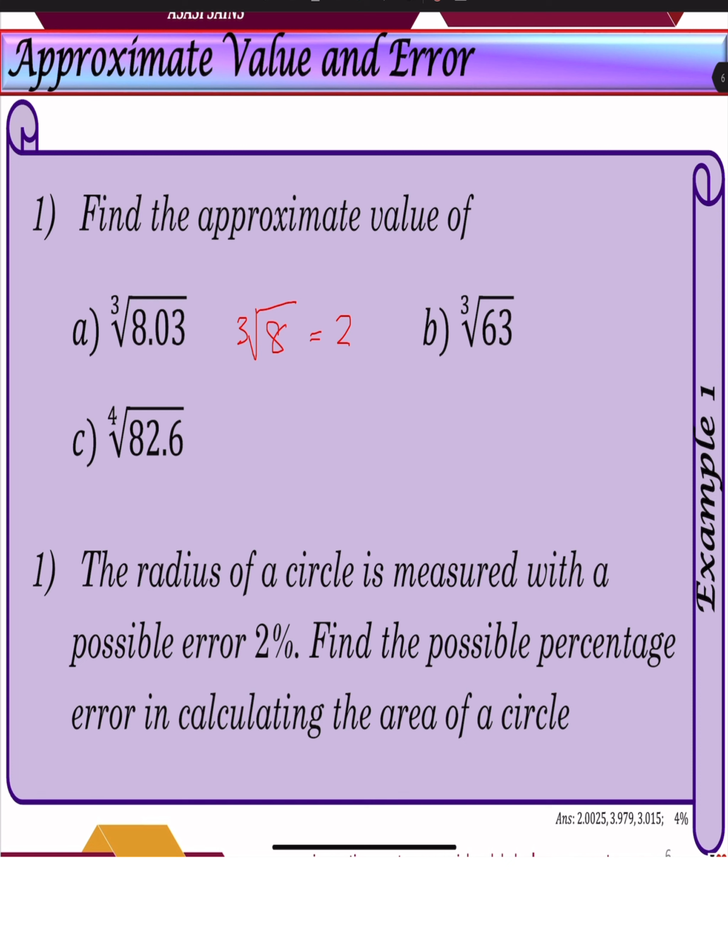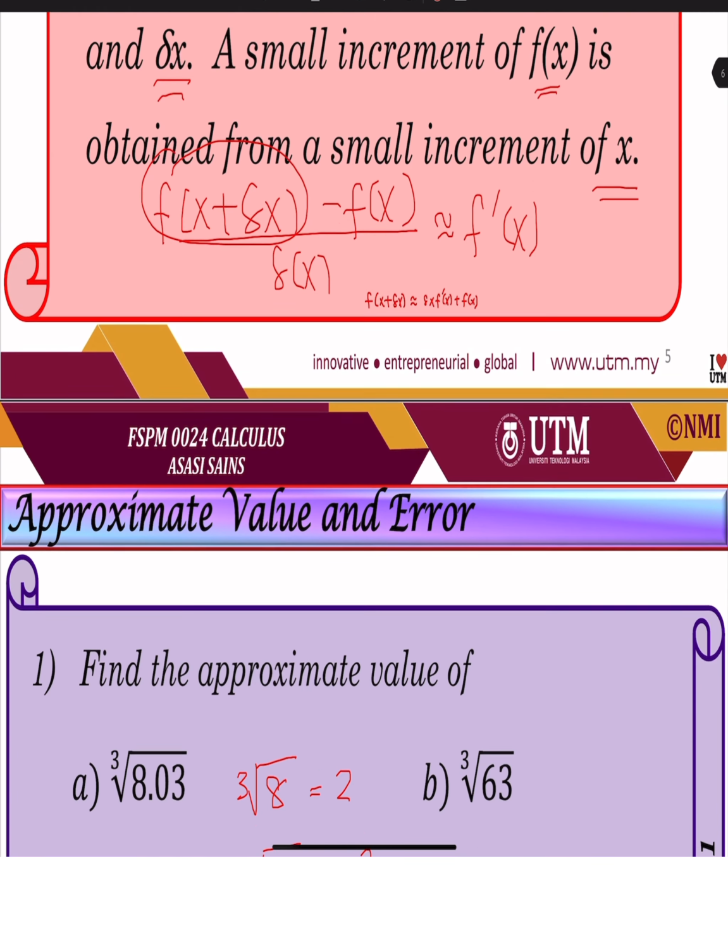But we don't know the value for the cube root of 8.03. We want to find this one. Therefore, we can use the formula of the approximate value just now. We can use this formula.